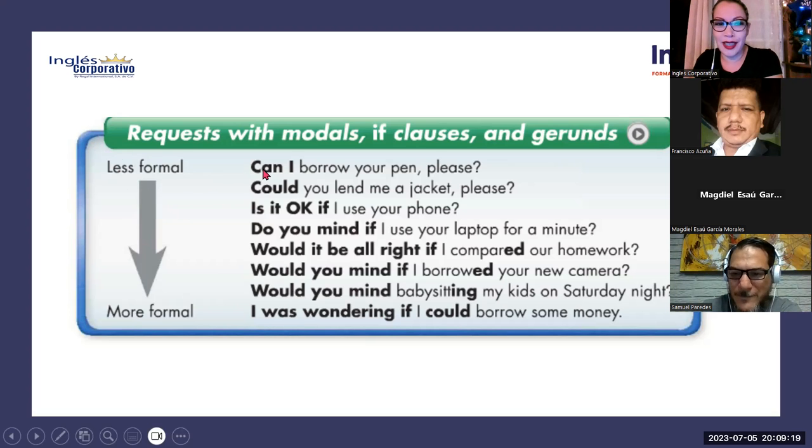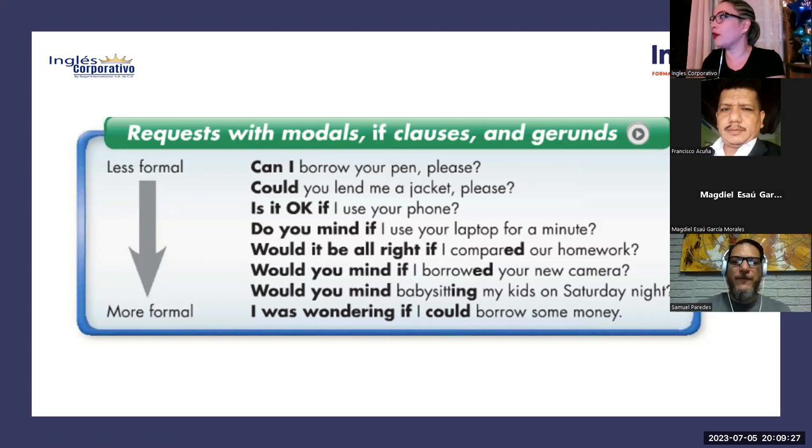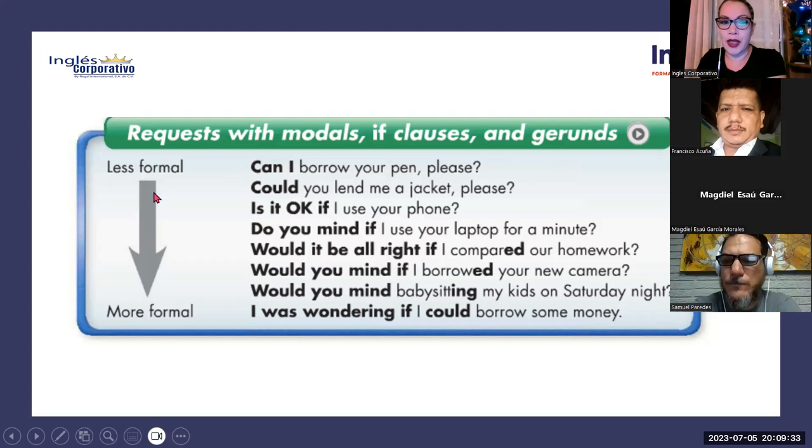Esta flechita nos indica que la primera pregunta es la menos formal. Ese formato de pregunta lo podemos usar entre compañeros de trabajo, amigos, etcétera. Pero dependiendo de la situación, si queremos sonar más formales, vamos a ir bajando, hasta la última, que es la más formal. Entonces, esto lo tienen en el PowerPoint que les mandé ayer.